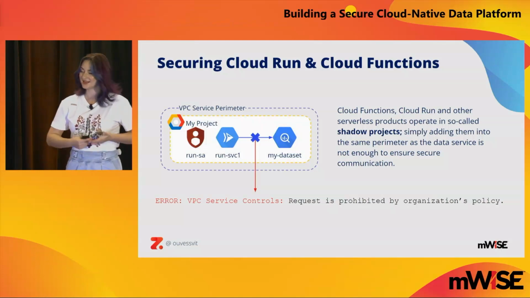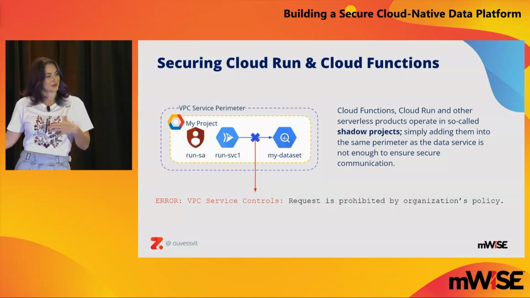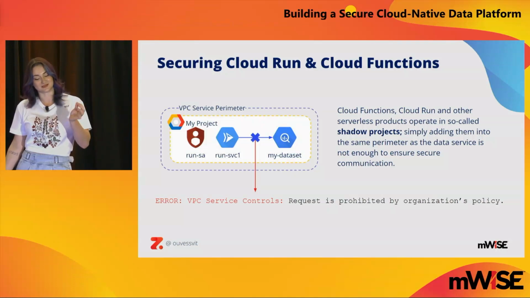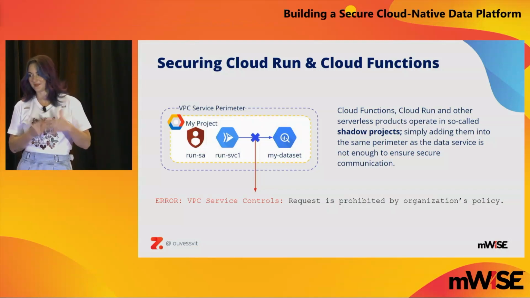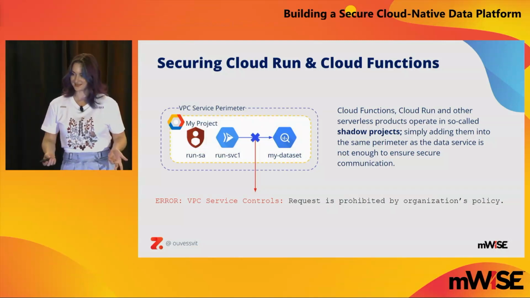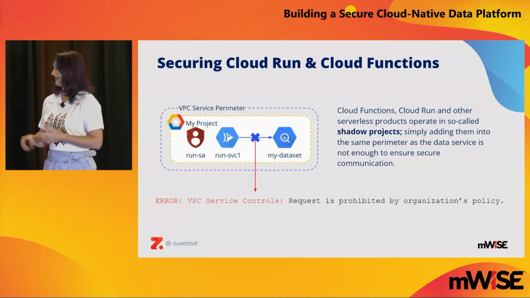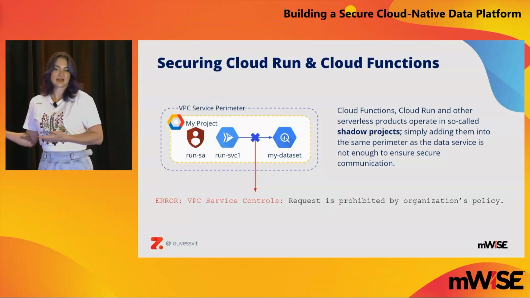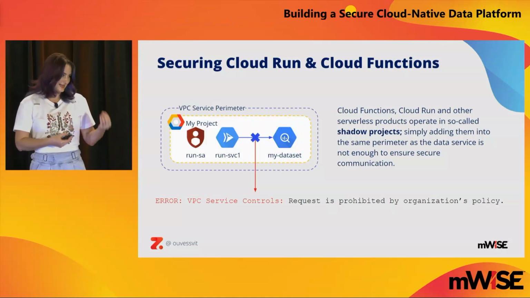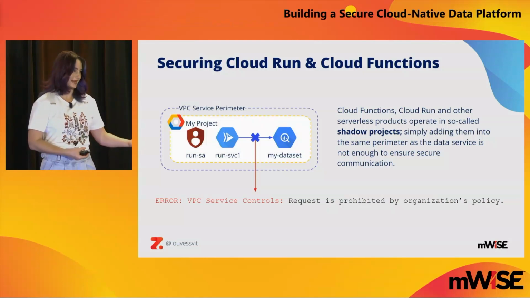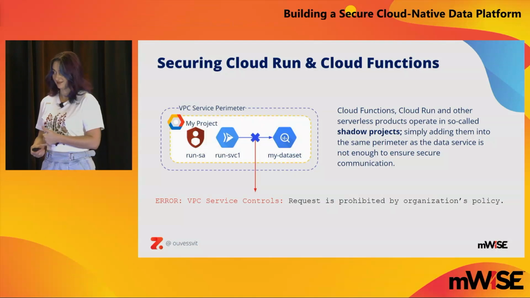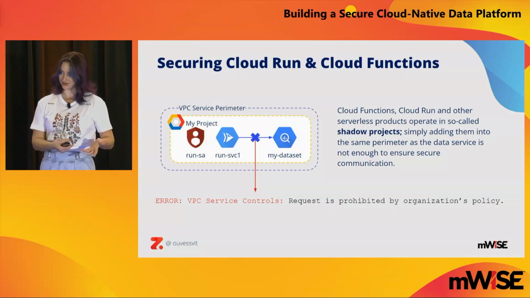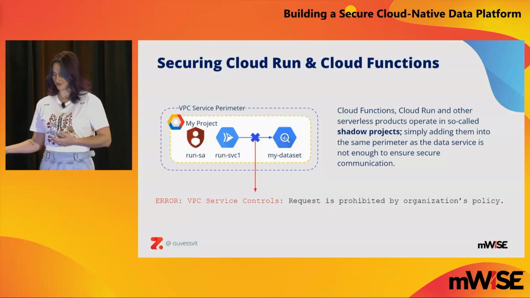You see this beautiful error that everyone who has ever worked with VPC service controls knows way too well. Request is prohibited by your organization's policy. Why? Well, turns out serverless is not really serverless. It still runs on some network somewhere. It still runs as a task on an instance somewhere. It's just not in your VPC. It's not in your project. Well, it is in your project, but it's really not.